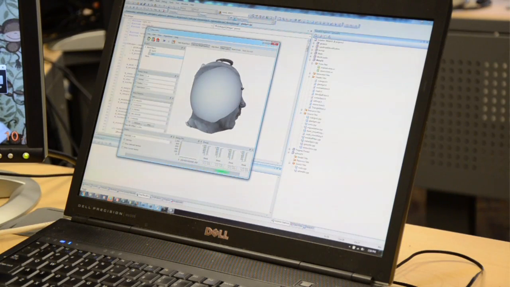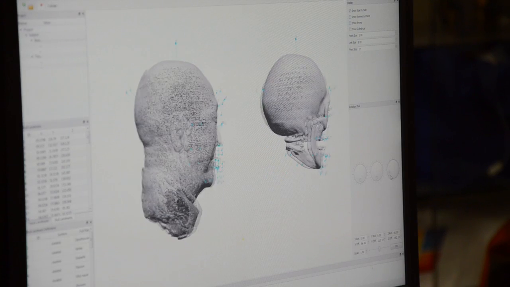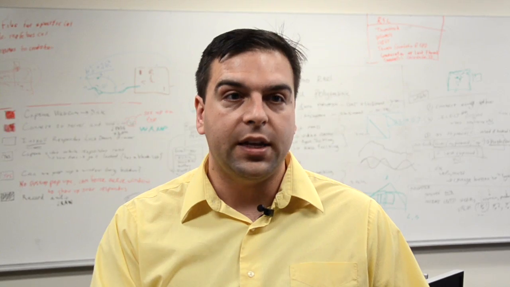Image and 3D data exploitation and analysis. So we do a number of projects involving understanding images and 3D geometry.